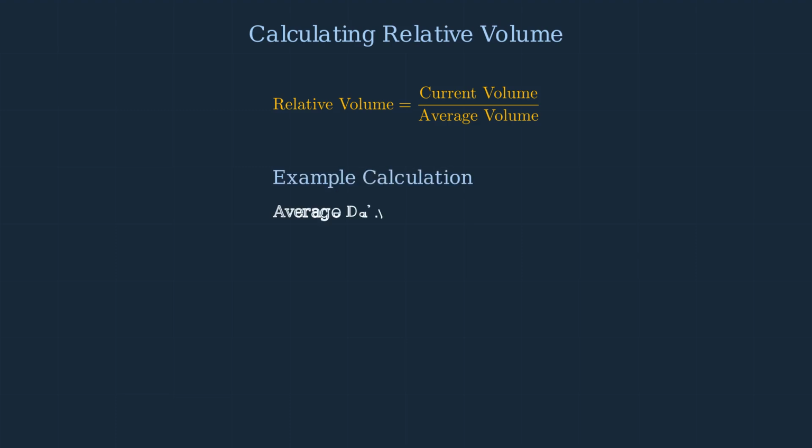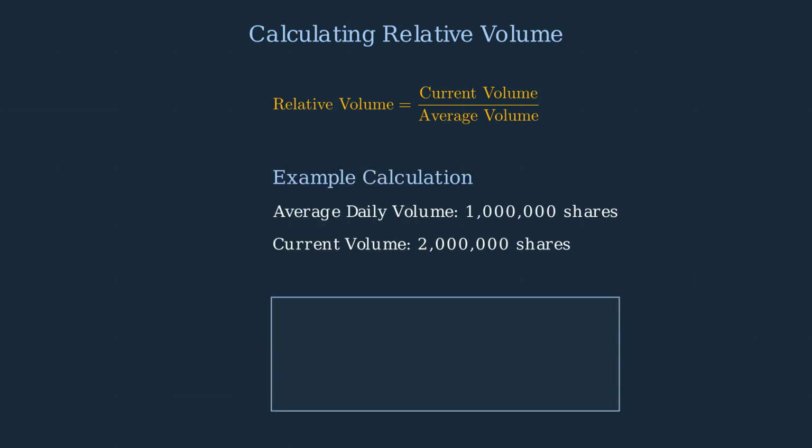To calculate relative volume, we use a simple formula. We divide the current trading volume by the average volume over a specific time period. Let's look at an example calculation. If a stock typically trades 1 million shares daily on average, and today it's trading 2 million shares, the relative volume would be calculated as 2 million divided by 1 million, which equals 2.0.